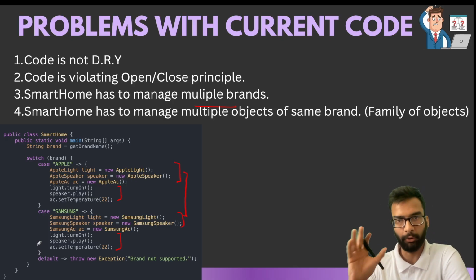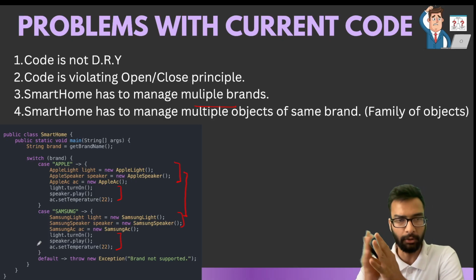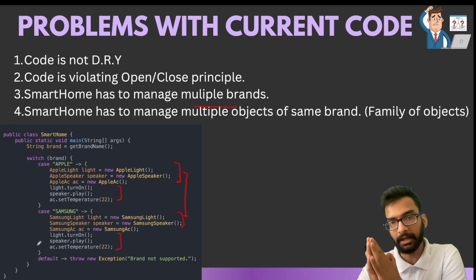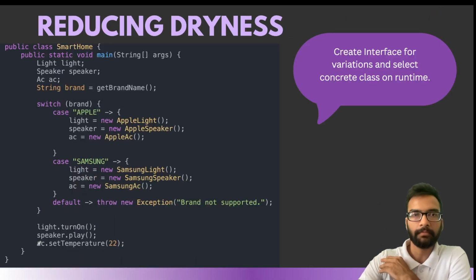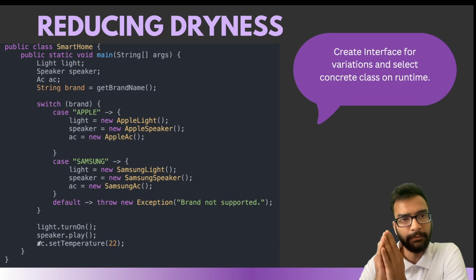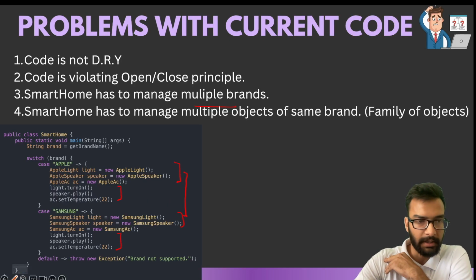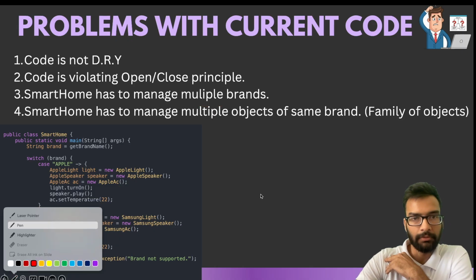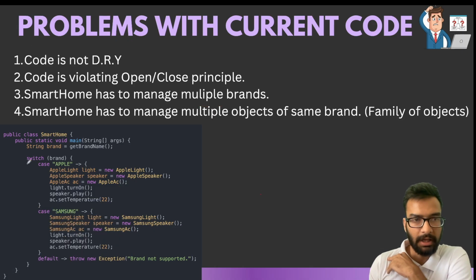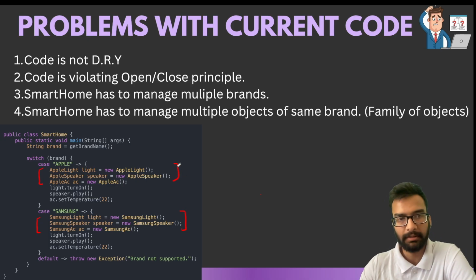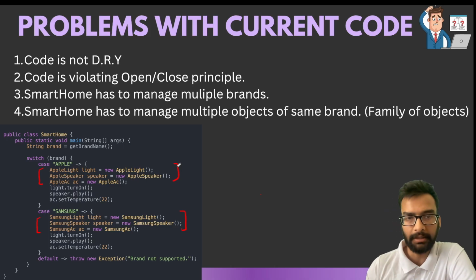Let's solve all these problems one by one, and then we will go to what the abstract factory design pattern is. So the first thing is we have to reduce the dryness. How can we reduce it? The first thing that came to my mind is that these objects should have something common, like a common interface, so that we don't have to create them separately.